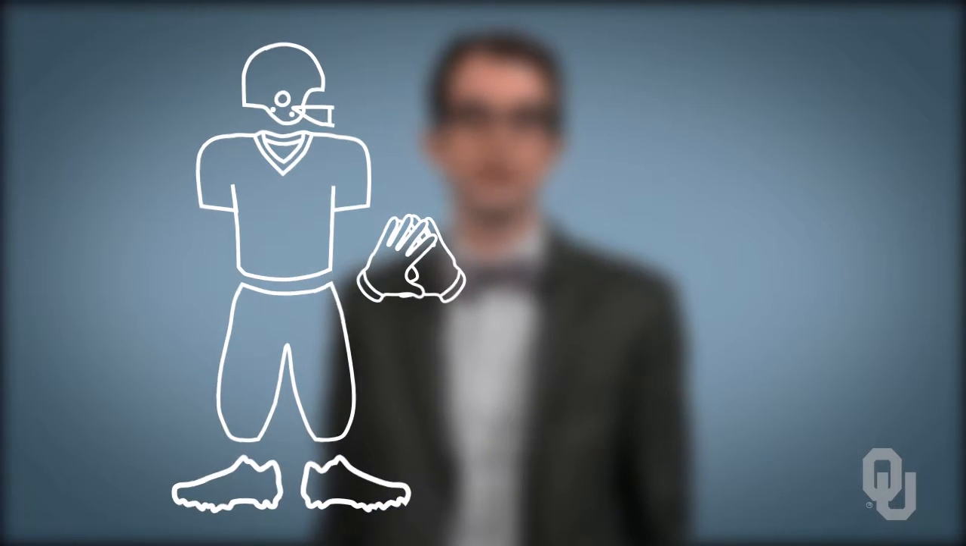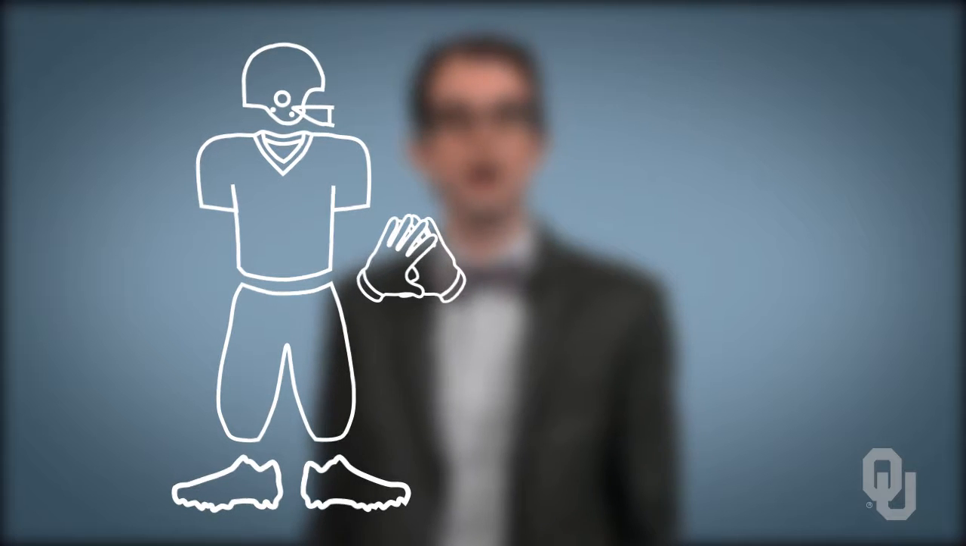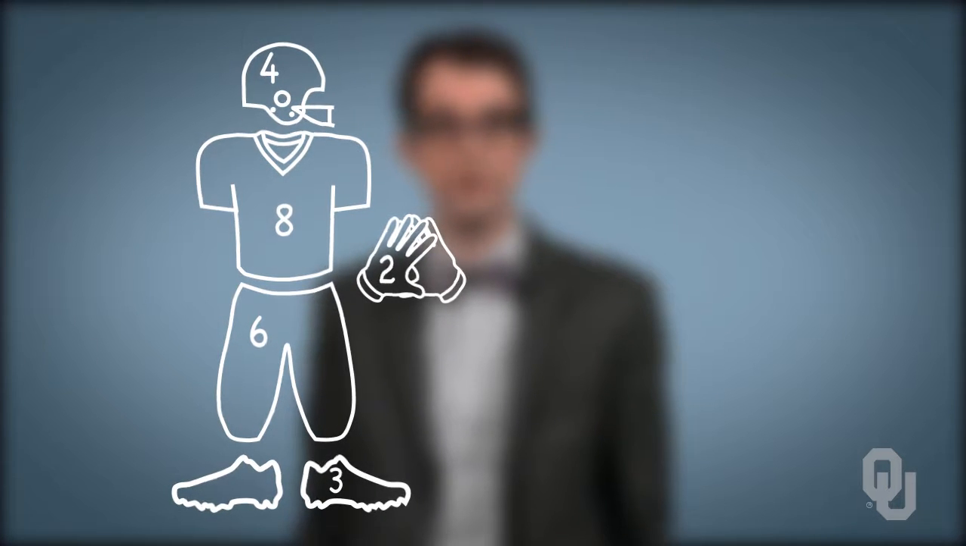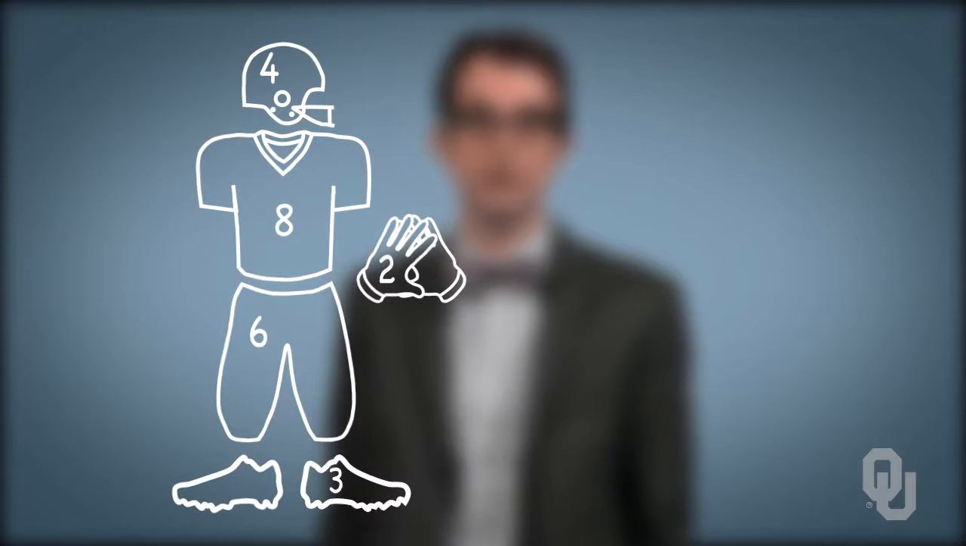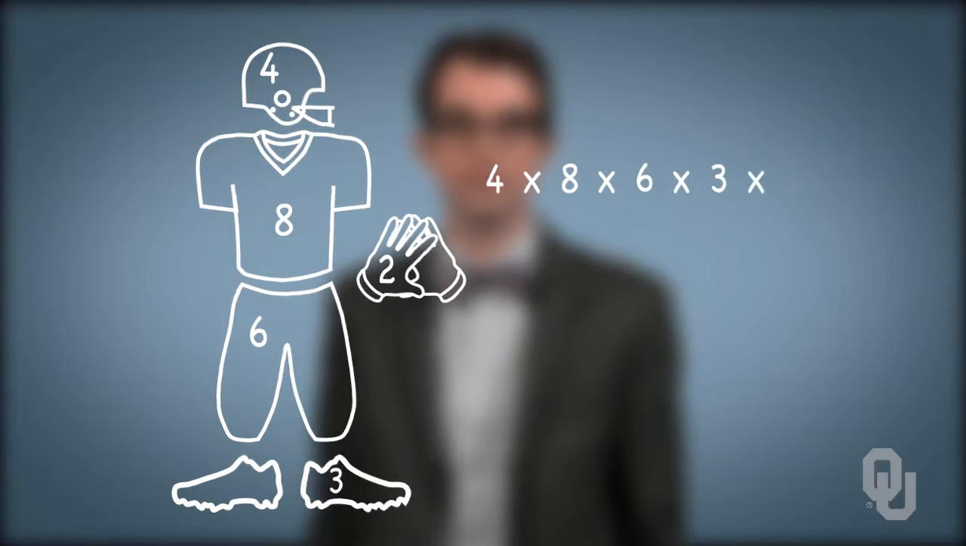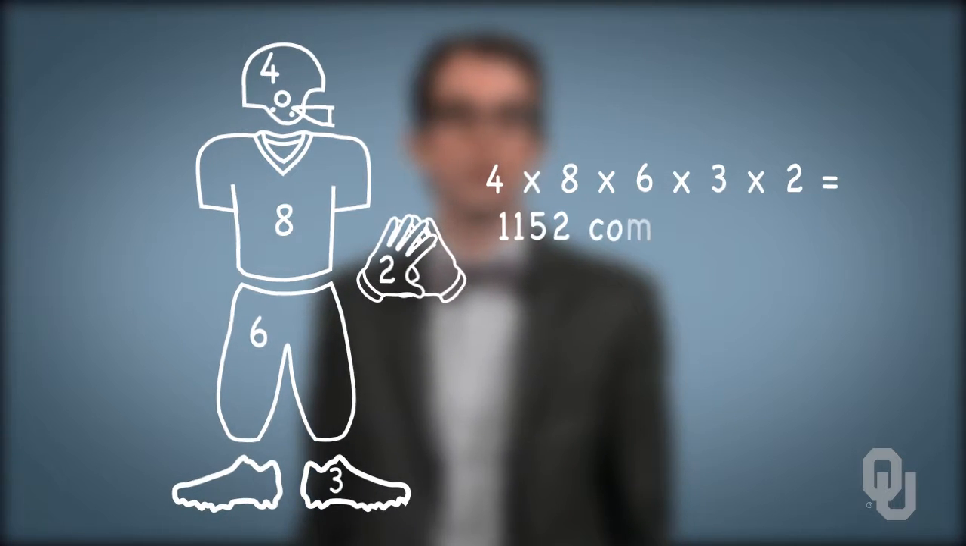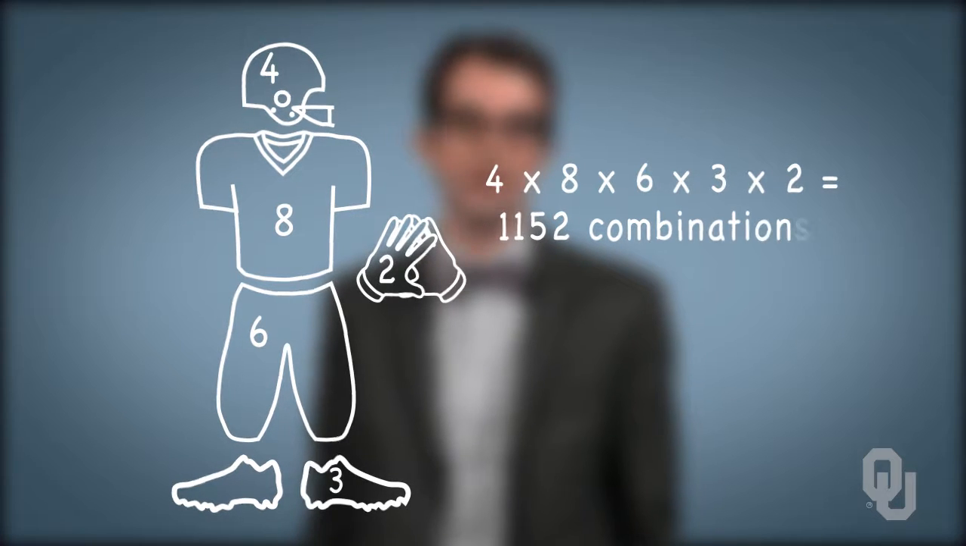For another example, much is made lately of alternate college football uniforms and how many combinations of uniforms can be produced. Let's say a team has 4 possible helmets, 8 possible jerseys, 6 possible pants, 3 colors of shoes, and 2 colors of gloves. How many uniform combinations are possible? 4 times 8 times 6 times 3 times 2, or 1,152 combinations.